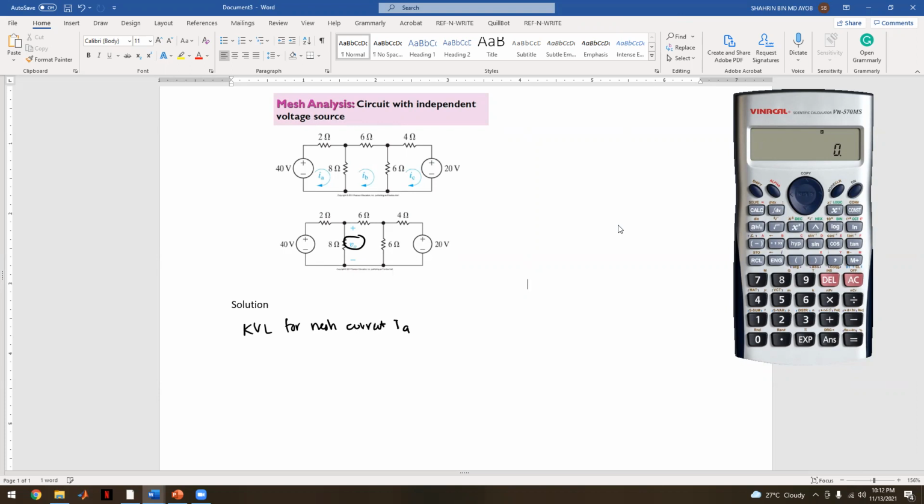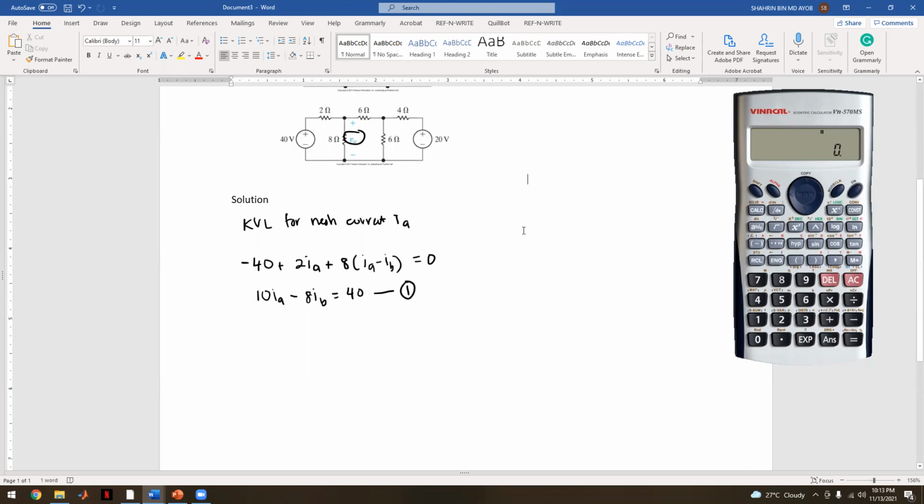So the KVL for mesh current IA is: negative 40 plus 2 IA plus you have 8 ohm. Right now, as you can see, we have IA and IB, but since we are concerned with IA, IA must be positive. So (IA minus IB), and then this one is equal to 0. So we rearrange this one, and you will obtain that this one is 10 IA minus 8 IB equals 40. So this is your first equation.